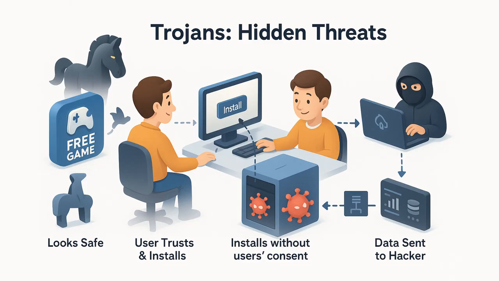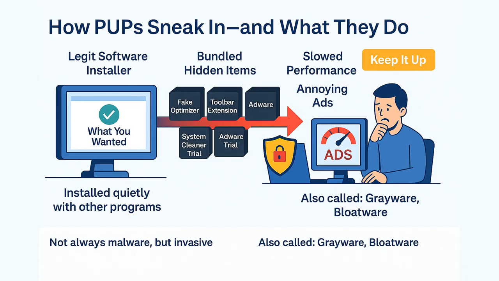Then you have your Trojans. These are malware hidden inside software that looks legitimate. They install without consent and work secretly in the background. And then you have your potentially unwanted programs, your PUPs, or applications, your PUAs. These are installed alongside other programs or pre-installed on devices. They're not always malicious, but often they're annoying or privacy invasive. They're also called grayware or bloatware.